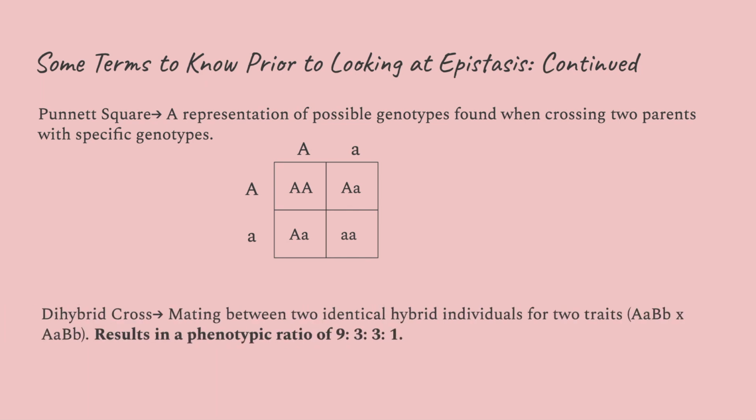In a dihybrid cross, you are looking at the mating between two identical hybrid individuals for two traits, being a cross between two big A, little a, big B, little b parents. This cross results in a phenotypic ratio of 9:3:3:1, and this will be important to remember throughout the rest of the video when we begin talking about single recessive epistasis.